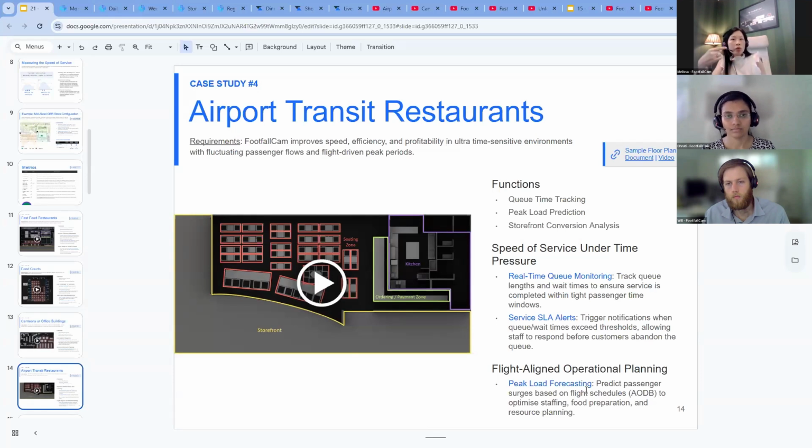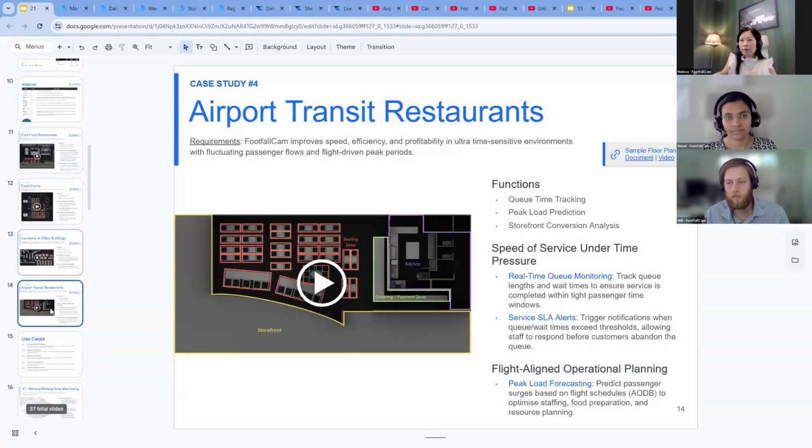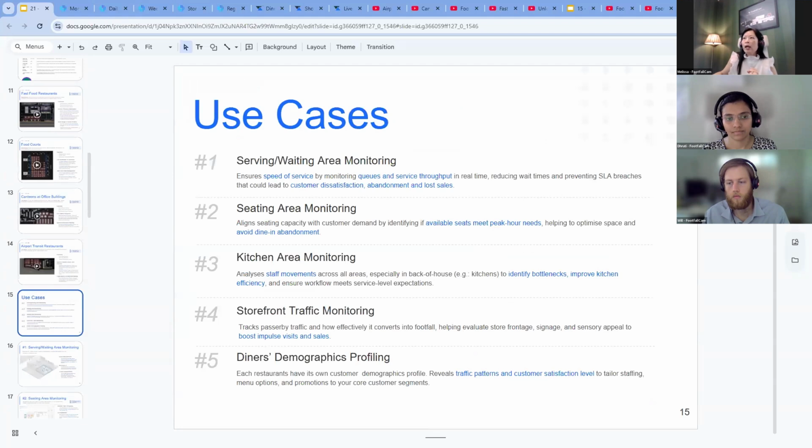You might also, based on the different traffic profile, change your menu and service offering. You can adjust that. So you might offer fast grab and go items during the rush period, or more relaxed dining options for longer layover windows. Yeah. So measuring the performance in different time slots based on the flight schedule is important for these airport transit restaurants. So the use cases for that is serving area monitoring.